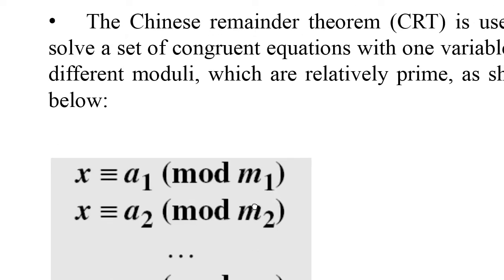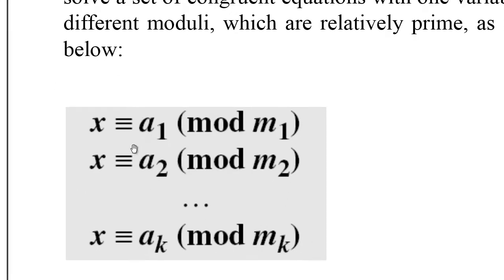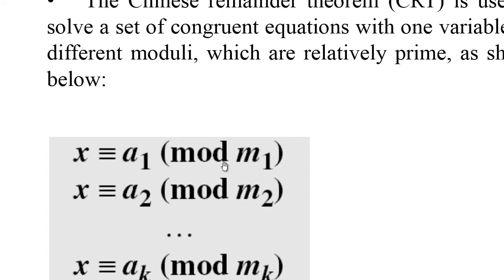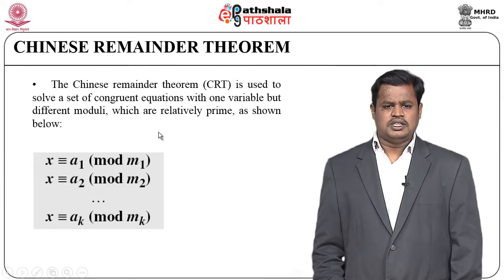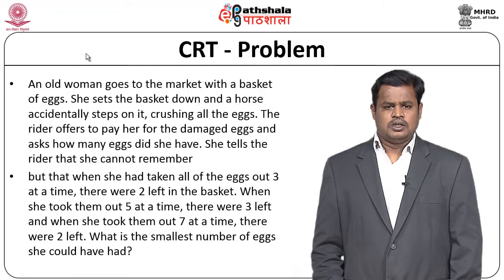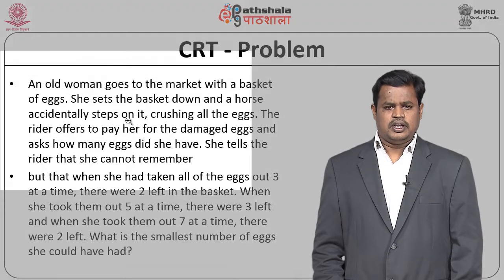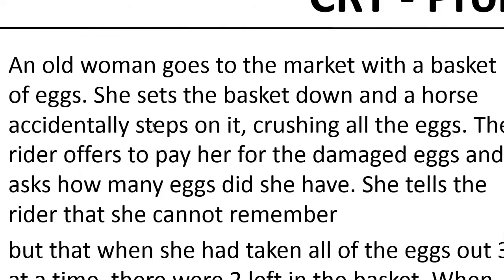So, when I have one variable x on the left-hand side, with different moduli that are relatively prime, then we can solve this kind of equation with the help of the Chinese Remainder Theorem. Before going to that theorem, let us understand a story about an old woman with eggs.